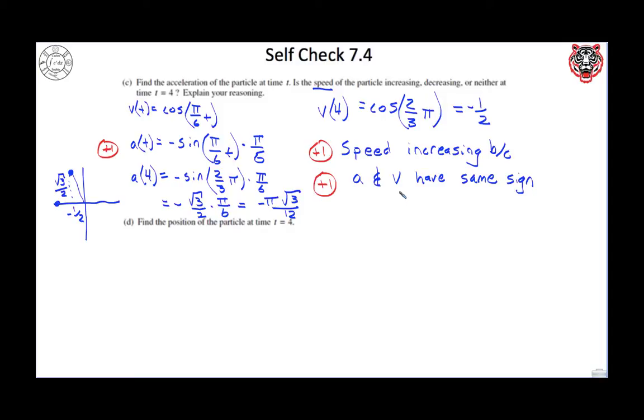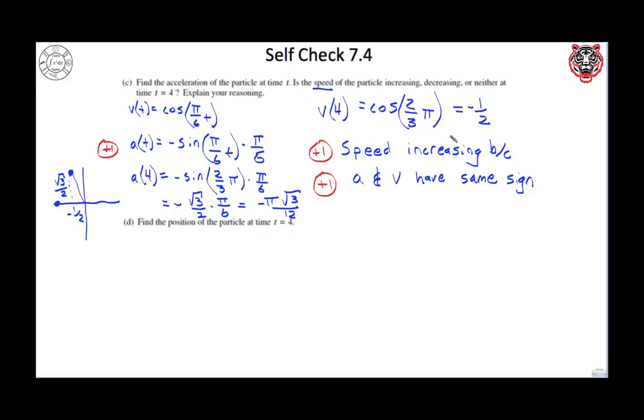So when it's increasing, both velocity and acceleration have the same signs, which means they can either both be negative or both be positive. They're decreasing if velocity is negative and acceleration is positive, or the opposite. So when they're opposite. Well said. Okay, all right, on to part D.